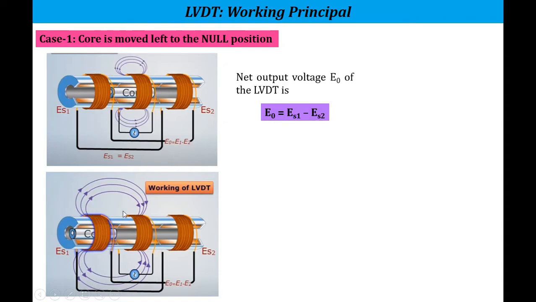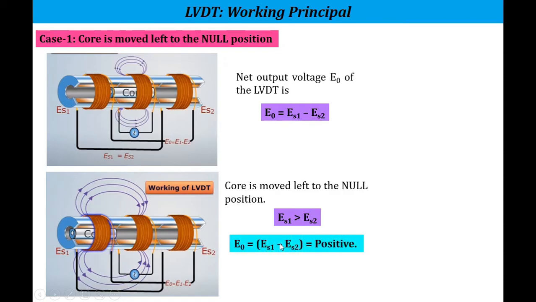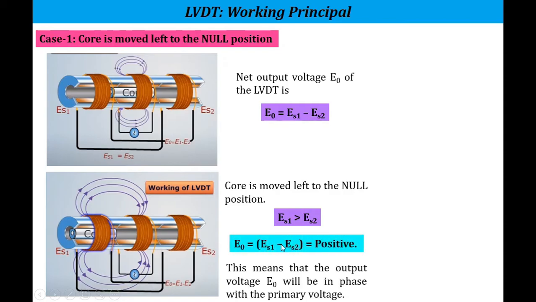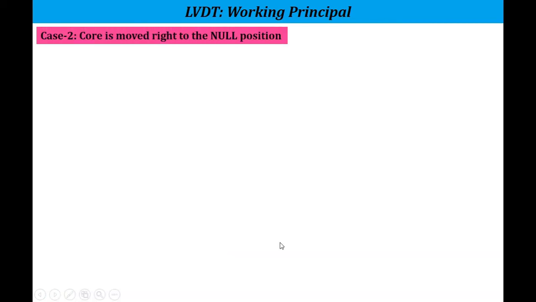So ES1 is greater as compared to that of ES2. So therefore, whatever relation that you will get is positive, which indicates that it is in phase with the primary voltage. Now, let's discuss the second important case.